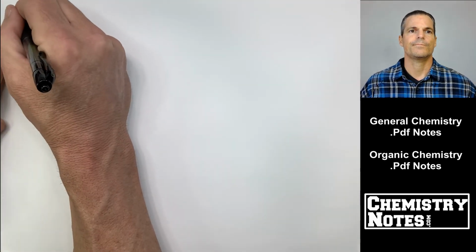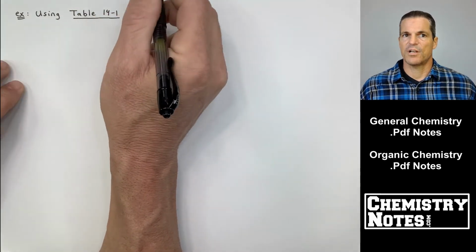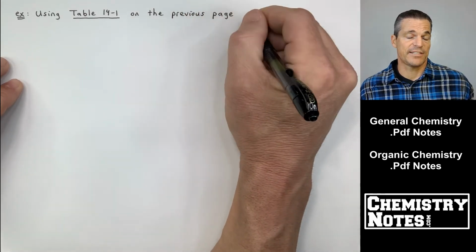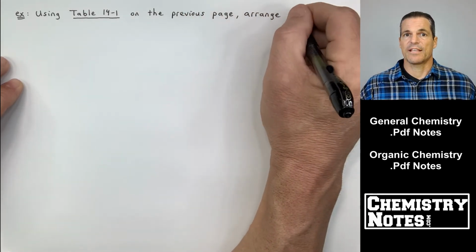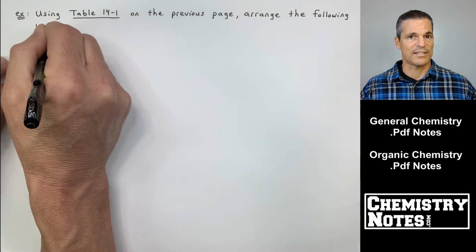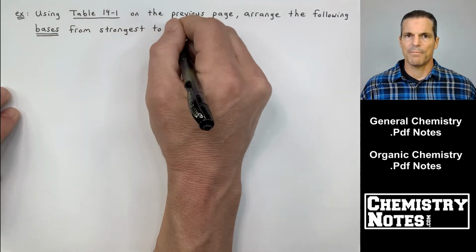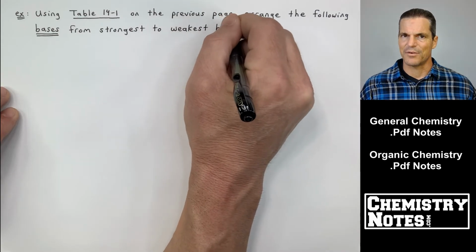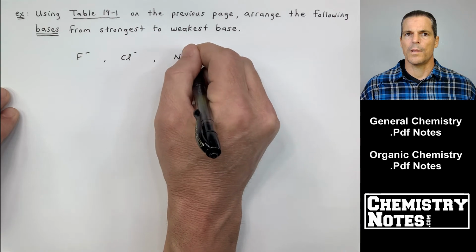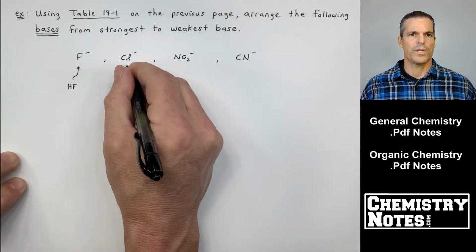Okay, let's finish up with a sample problem. On the last page, you saw table 14.1, a list of my particular acids with the Ka values listed so that the top was the strongest acid and the bottom was the weakest acid in my list. Now, this sample problem is telling us to use that table of acid strength, but then they're asking us about bases. It says, using table 14.1 on the previous page, arrange the following bases from strongest to weakest base.